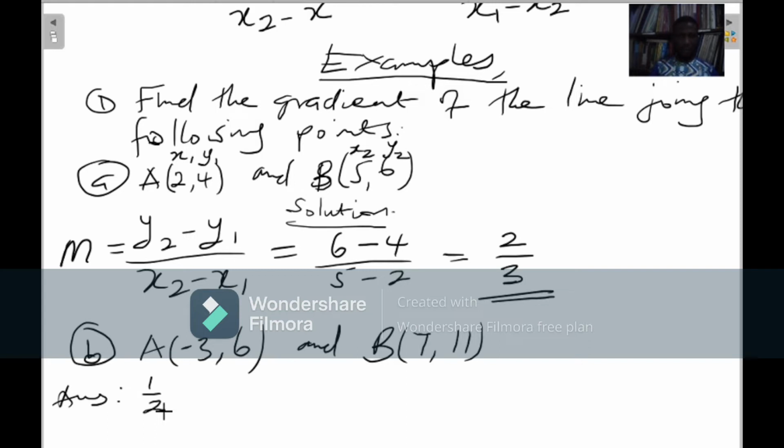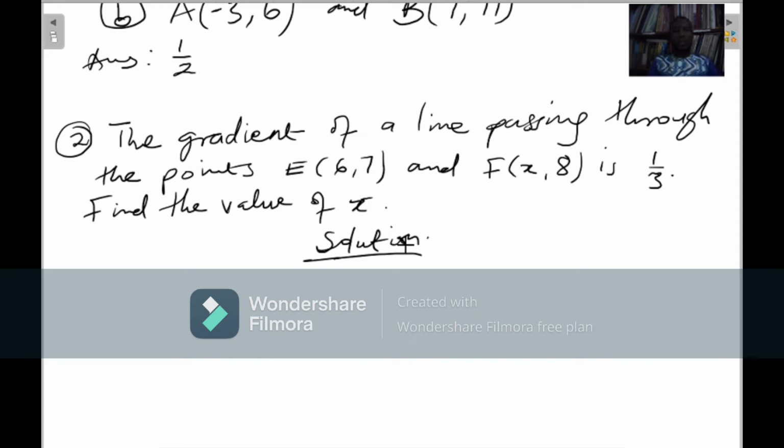We take another example. Question 2 says that the gradient of a line passing through the points E with coordinate 6, 7 and F with coordinate x, 8 is 1/3. Find the value of x. This question is a little bit different from the first two that we solved, in that here we've been given the gradient or slope already, and one of the coordinates, the x coordinate of the second point, is missing, which you have to find. We are going to use the same formula by substituting the values in and making x the subject.